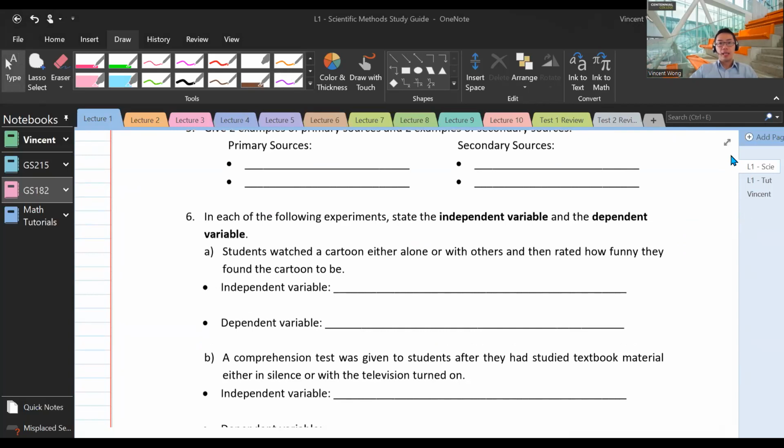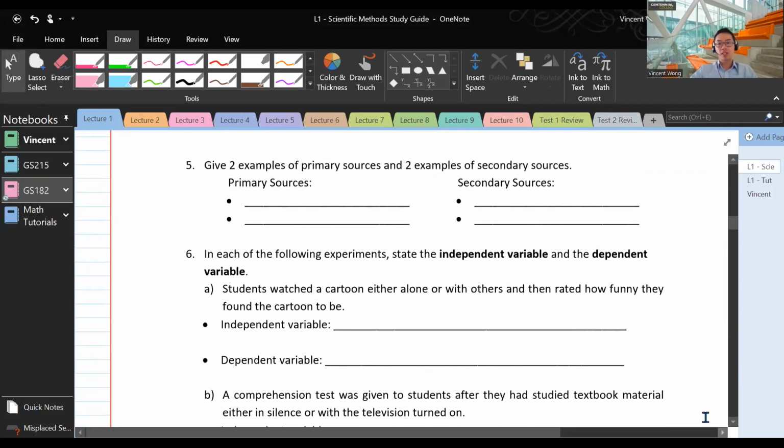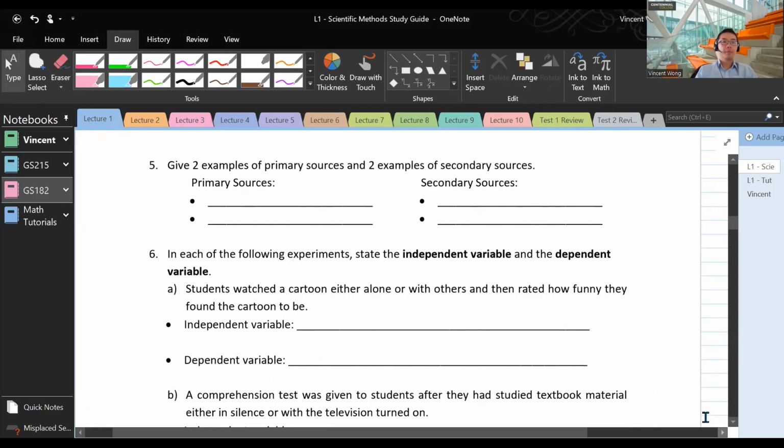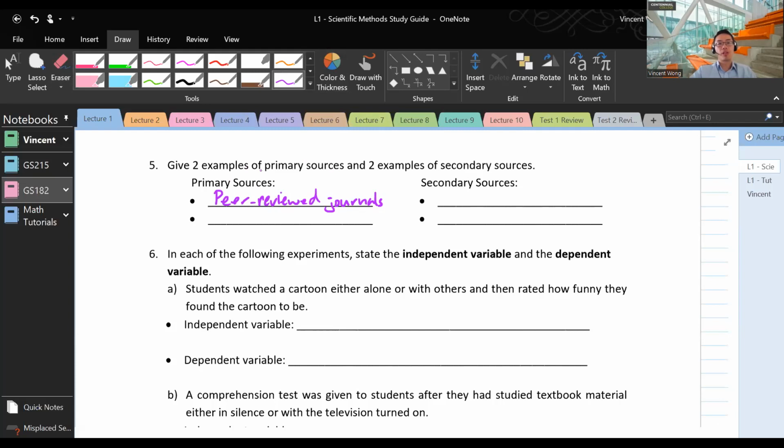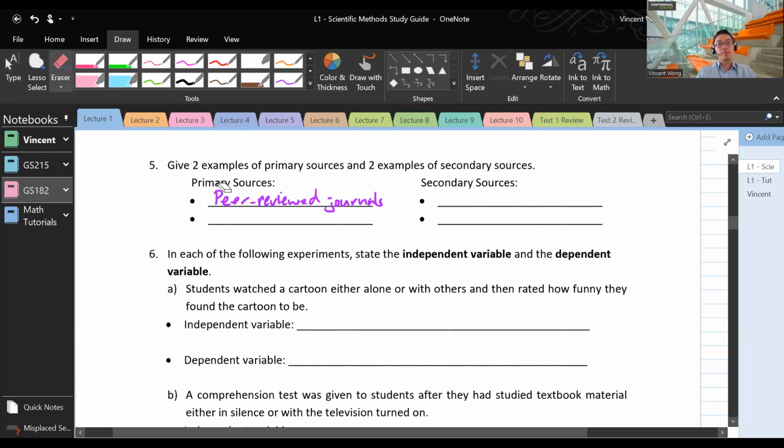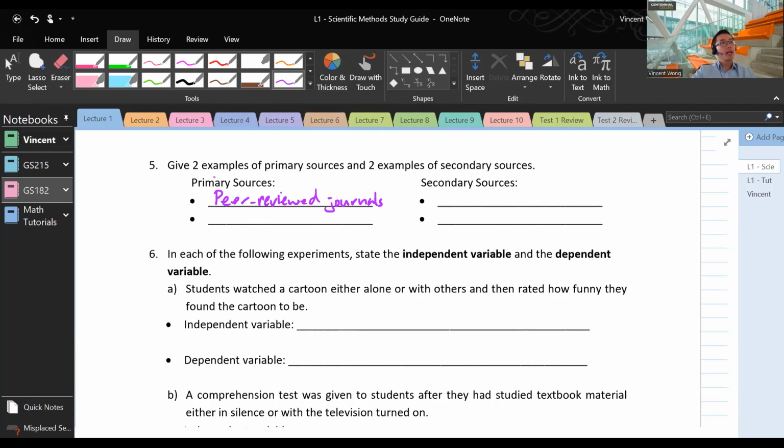Moving on, give 2 examples of primary sources and 2 examples of secondary sources. Examples of primary sources would be peer-reviewed journals. So these are papers that are published by scientists, and before they publish it, other experts in the field would scrutinize the data, look at the paper before they give it the go-ahead to release it. And these are primary sources because the author, the scientist who conducted the experiments, is the one who writes the paper.